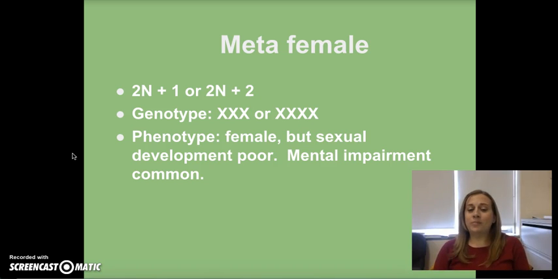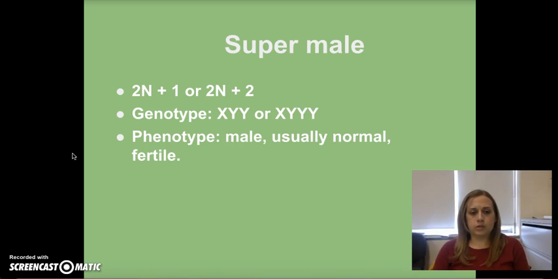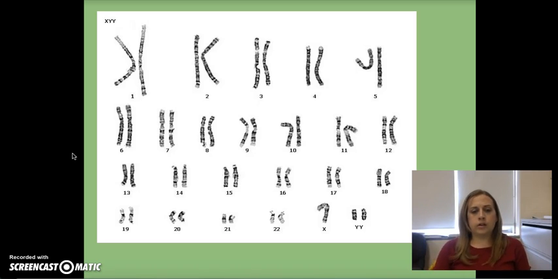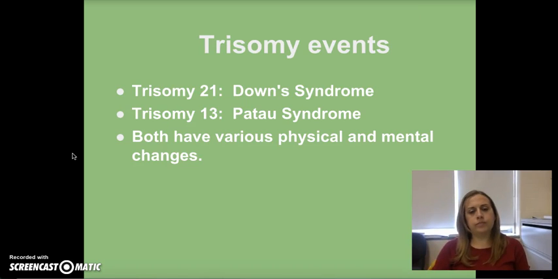All right, next we've got metafemale, and this is going to be 2n+1 or 2n+2. So you would have 1 or 2 extra X chromosomes. Because there is no Y chromosome, this is going to be female. Again, poor sexual development and most likely mental impairment. A super male would be 2n+1 or 2n+2, so 1 or 2 extra copies of Y chromosomes. Here's an example. So you got 2 Y chromosomes in that karyotype.